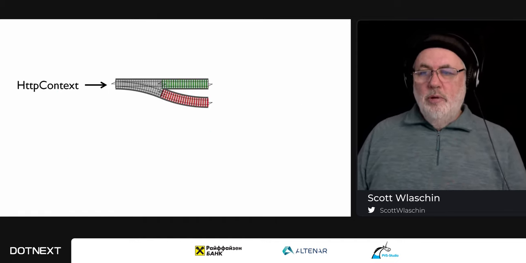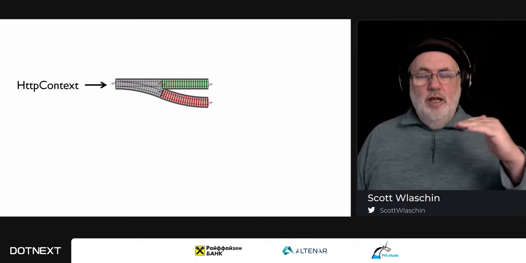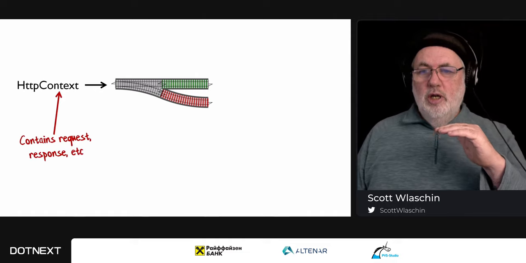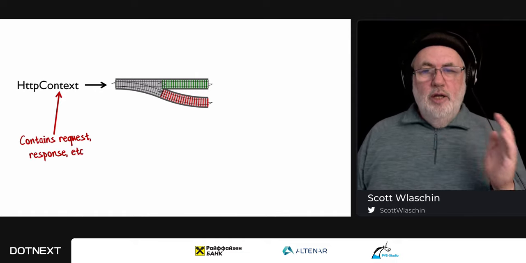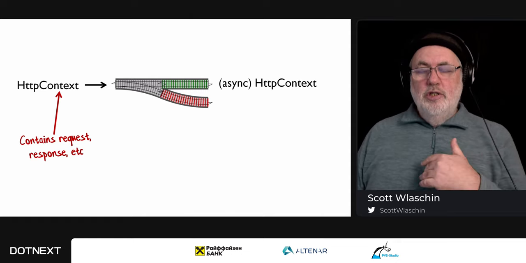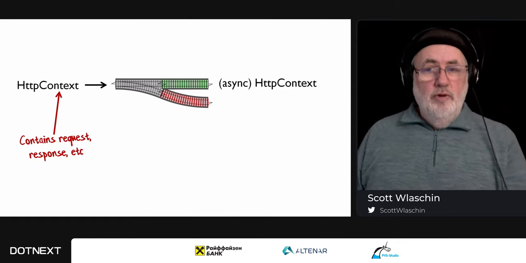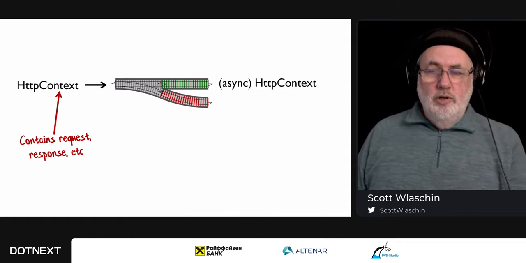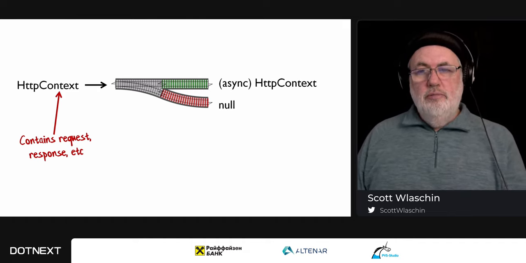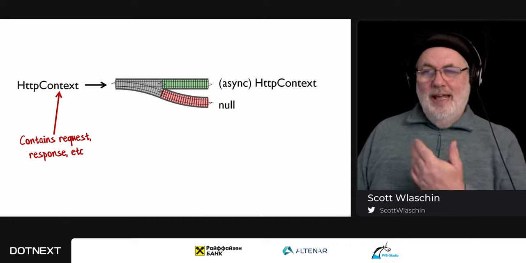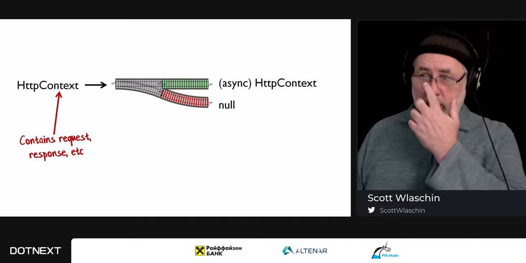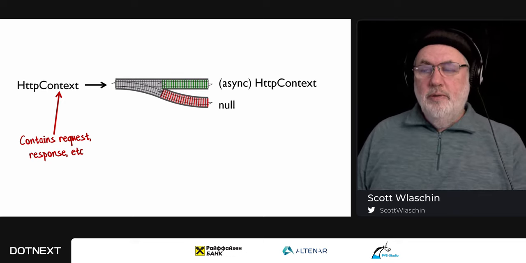So if you actually look at the implementation, I'm going to represent this as a little bit of a railway track with a success branch and a failure branch. Again, the input comes in, and if it succeeds, it returns another context, which might be a modified context because I've written to the response or something. And if it doesn't succeed, I'm just going to return null. And it's actually going to be async, because everything's async in the web. So it returns an async HTTP context.